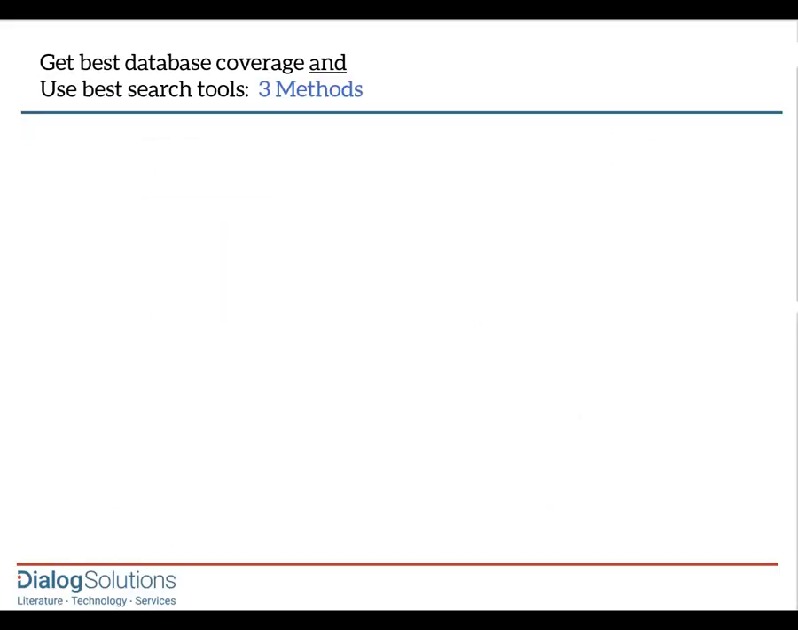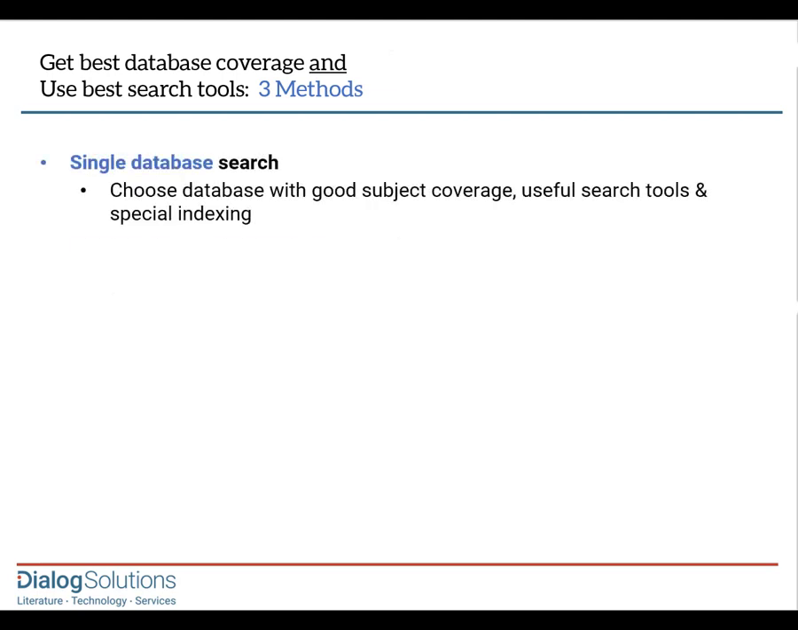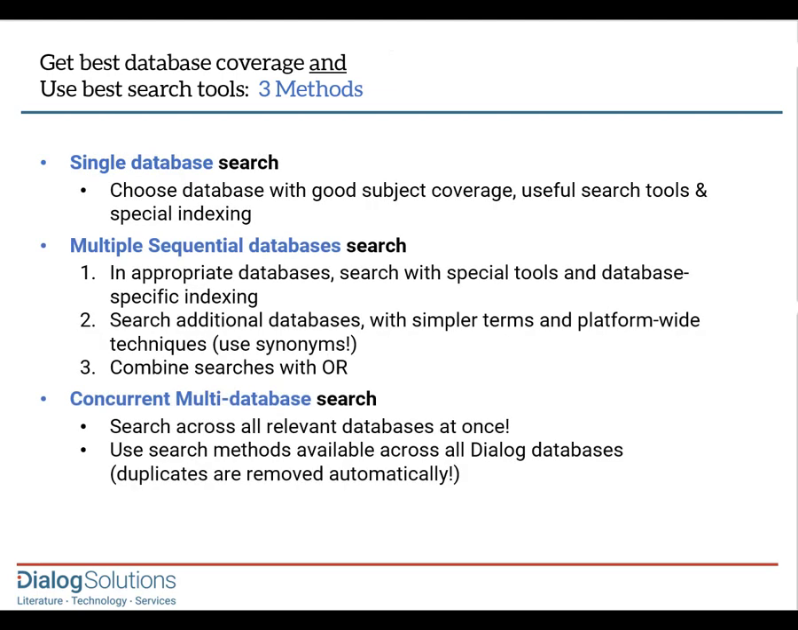But thesaurus and term mapping are only possible in certain databases, and so the question is, how can you take best advantage of both the broad coverage of all the Biomed and Pharma databases, while also getting the benefit of those special search tools in the databases that have them? In this video, we'll look at three main ways to approach that when searching in Dialog. So let's get started, and we'll use this example.